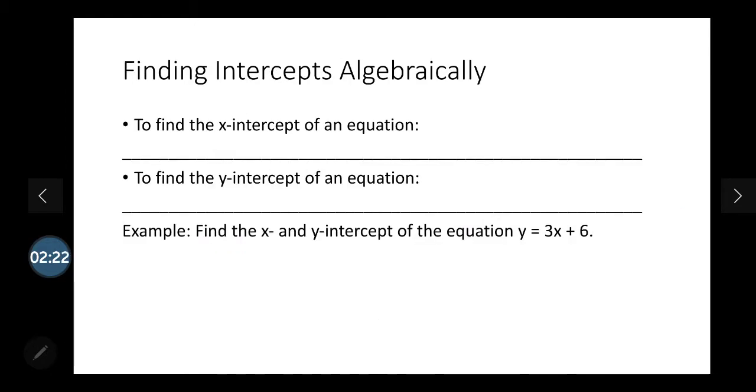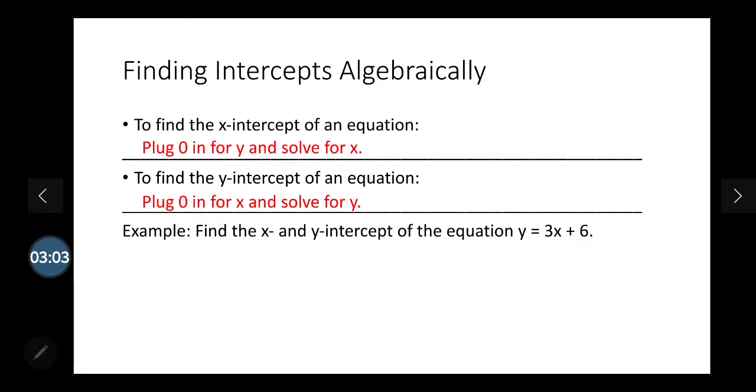To find the x-intercept, we can also do it algebraically. If you're given an equation of a line, you can find the x-intercept by plugging 0 in for y and then solve for x. So if you want to find the x-intercept, plug in 0 for y. If you want to find the y-intercept, you plug in 0 for x and then solve for y. So it's backwards. If you want the x-intercept, plug in 0 for y. If you want the y-intercept, plug in 0 for x, and then you solve for the variable.